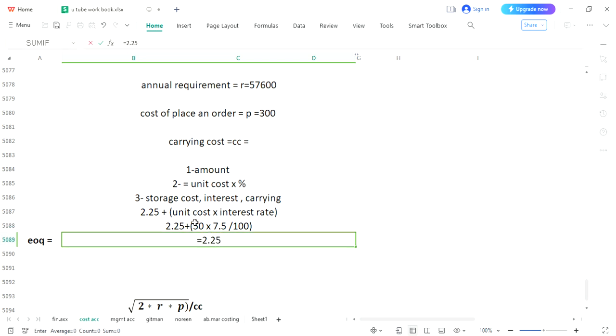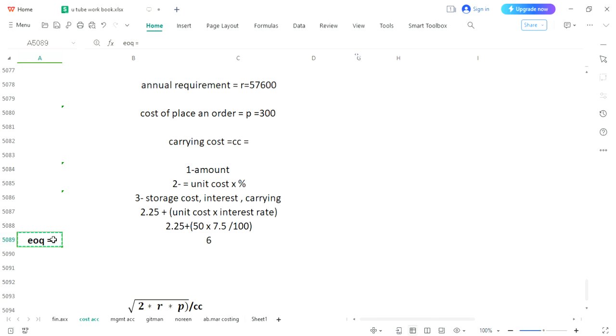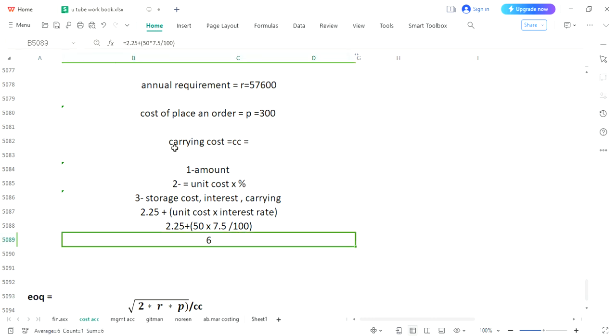2.25 was your storage cost and you need to add 50 multiplied by 7.5 divided by 100. So this 7.5 was needed to write, the comma has been written. So this is the way you will calculate your carrying cost, and that is 6. So kindly keep it in mind. The 6 we have calculated is our carrying cost, and this is important.